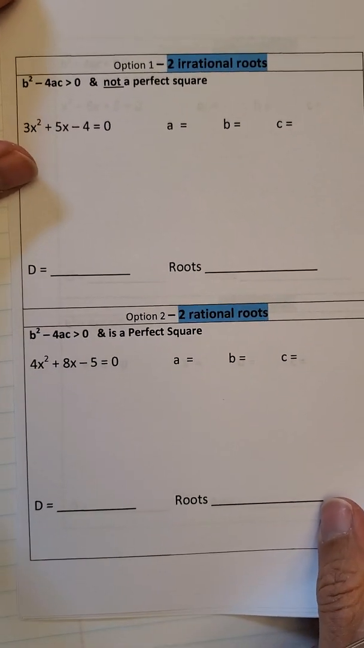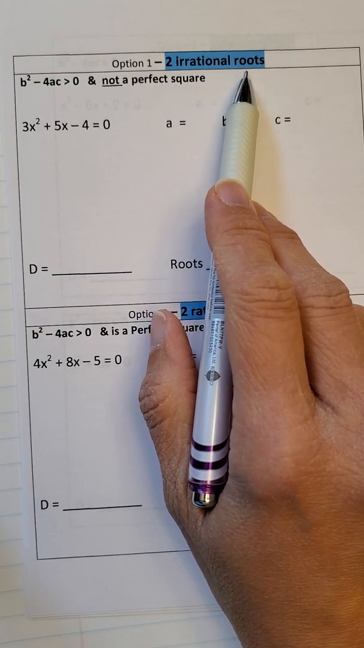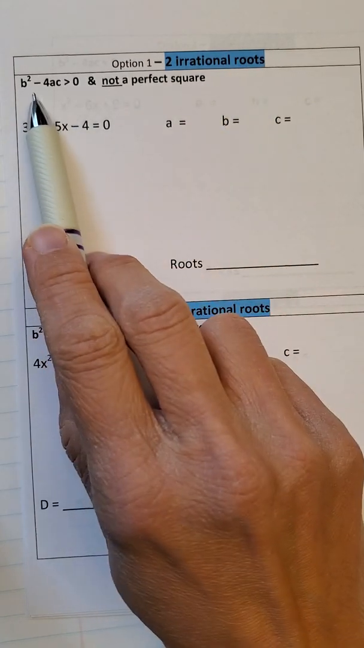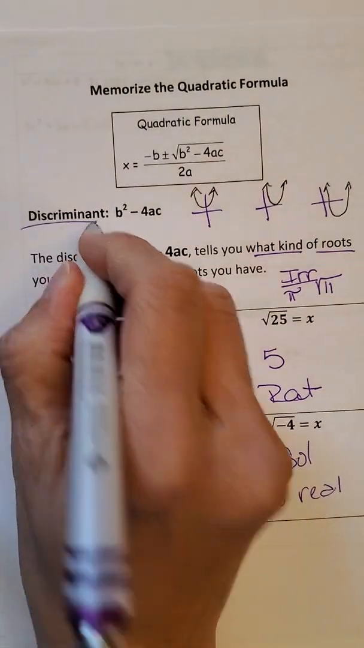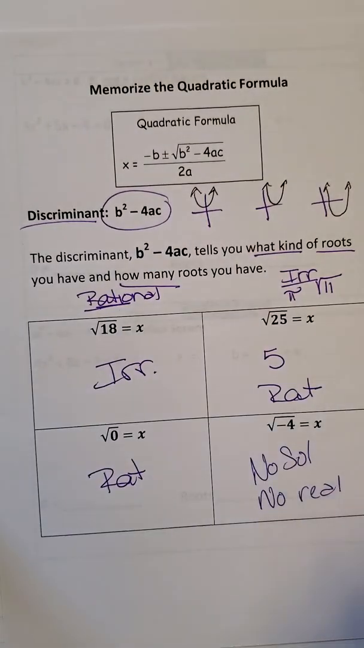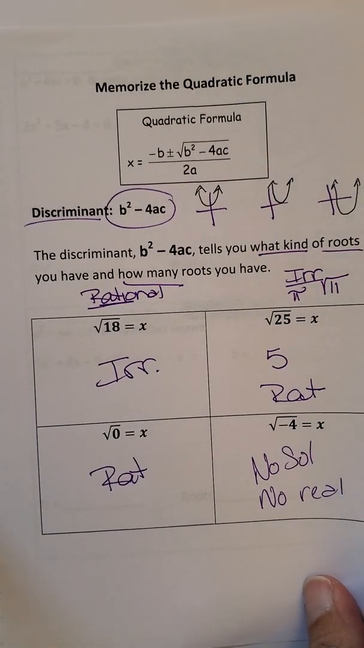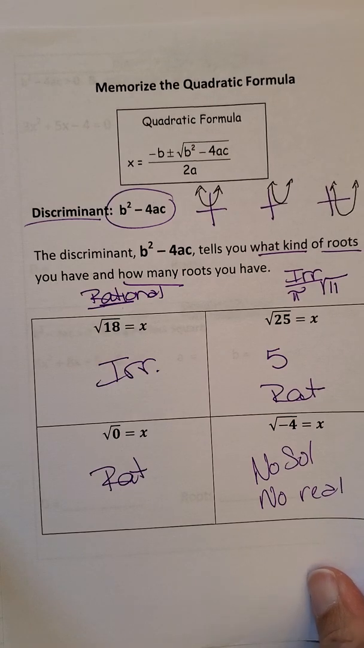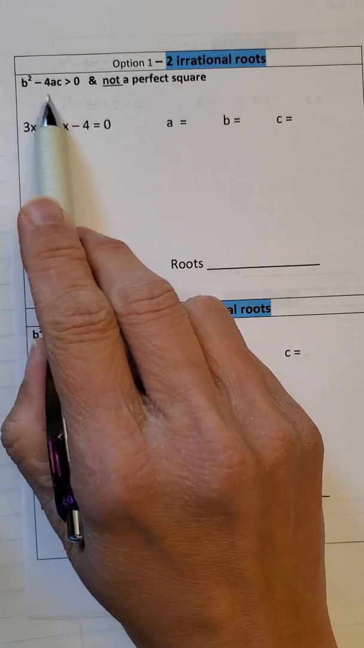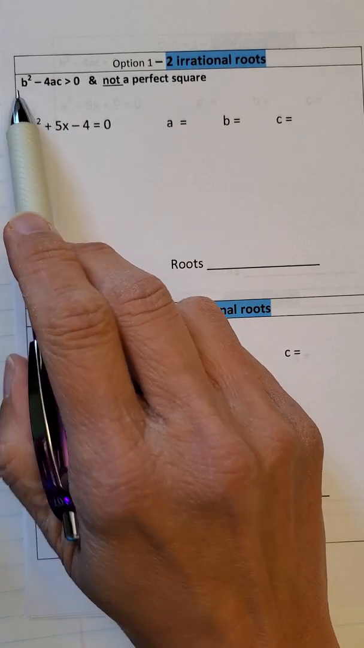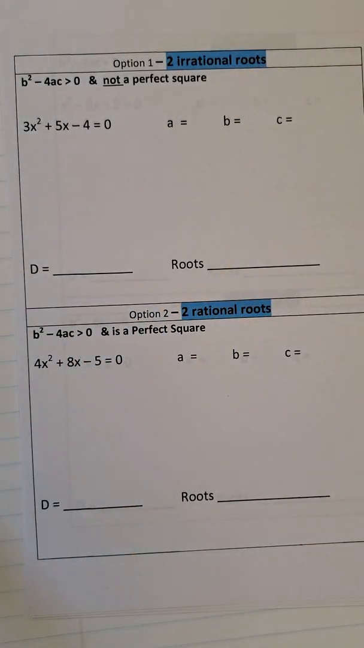Okay, so there's 4 options. Here we go. Option 1, 2 irrational roots. How do you get 2 irrational roots? It's when the discriminant, I don't know if I went over that very much. This is our discriminant. We call it the discriminant. It's what's inside the square root, right? That b squared minus 4ac. So you're going to have to find that. That's the goal today. Find it, and then that tells us what kind of roots we have. So when b squared minus 4ac, or the discriminant, sometimes I call it big D, when it's greater than 0 and it's not a perfect square, you have 2 irrational roots.